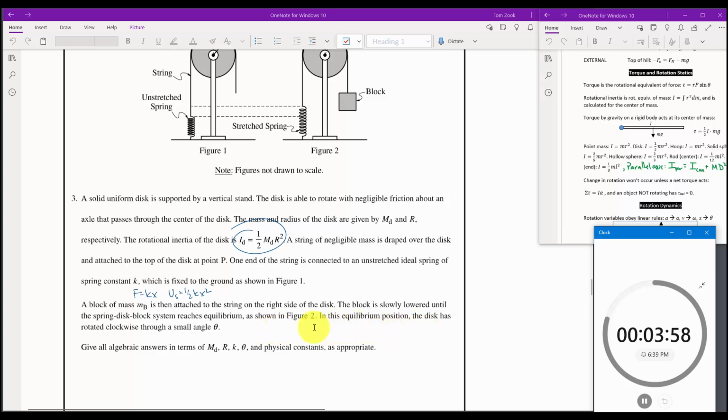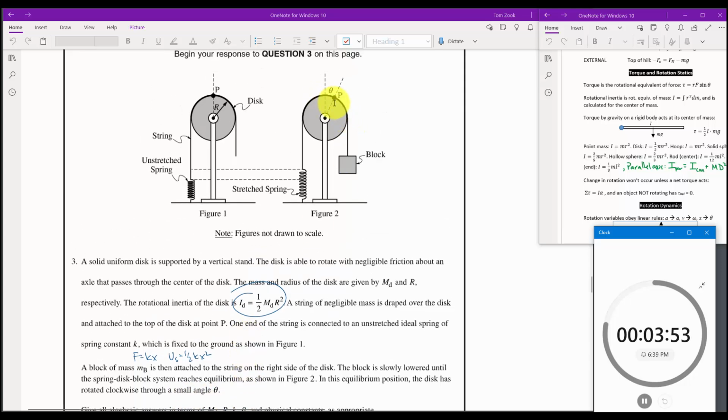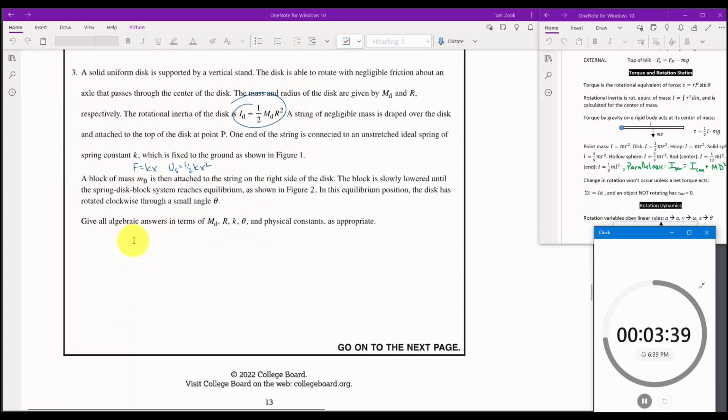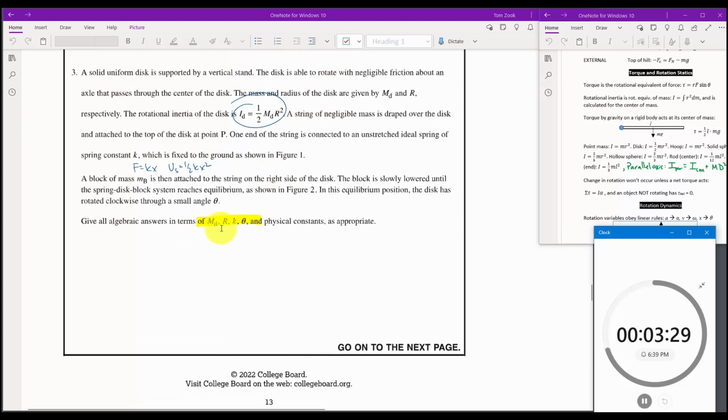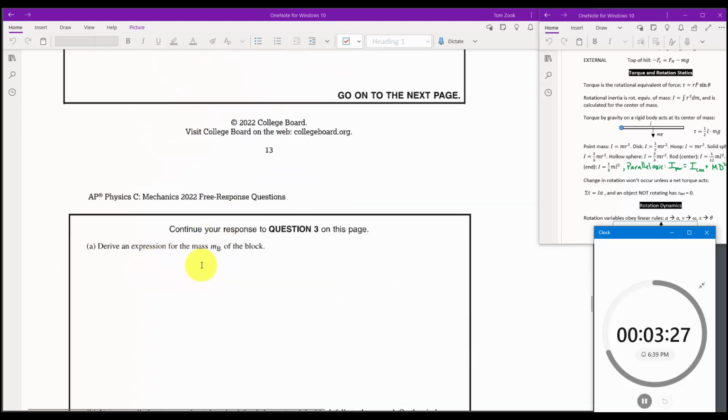In this equilibrium position, the disk has rotated clockwise through a small angle theta. So it's rotated over. Well, I don't know if we're going to need the theta there, but we can remember that the arc length around the outside, if it rotates some theta, means the string has moved some distance x. But let's see, give all algebraic answers in terms of those variables right there. So I'll highlight that, remember that. The block mass M_B isn't on that list. Interesting. Let's see. Derive an expression for the mass M_B of the block.